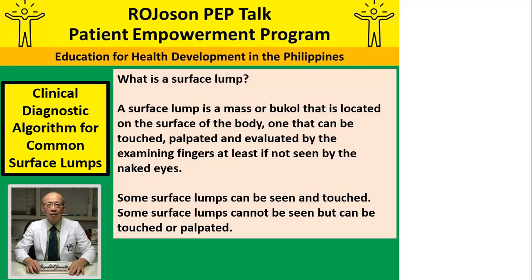Sinabi ko at least by the examining fingers because some surface lumps cannot be seen, but they can be touched or palpated. But there are some surface lumps which can be both seen and touched. So pag nakikita at nahahawakan, nahihipo, mas reliable ang findings. Okay? Compared to the surface lumps that cannot be seen but can be touched. Okay? Although palpation is still more informative when it comes to diagnosis.